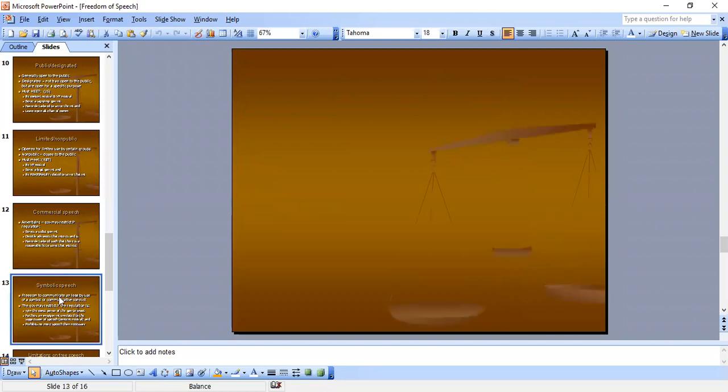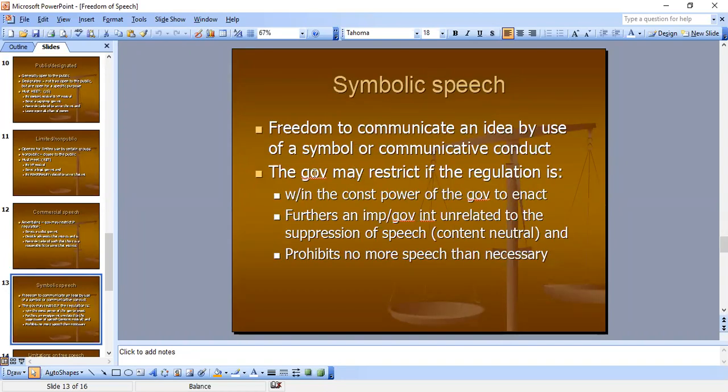Then we have symbolic speech, which is freedom to communicate an idea by use of a symbol or communicative conduct. The government may restrict the regulation if it is within the constitutional power of the government to enact, furthers an important government interest unrelated to the suppression of speech, is content neutral, and prohibits no more speech than necessary. Important government interest means that we're doing the intermediate scrutiny test for symbolic speech. I've heard of symbolic speech, but it is a symbol, so like the flag or things like that. I remember the one about burning the flag, symbolic speech, okay?